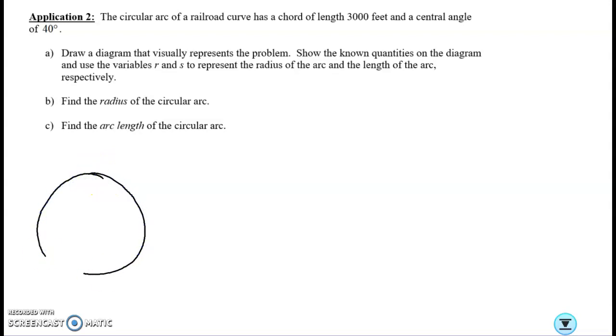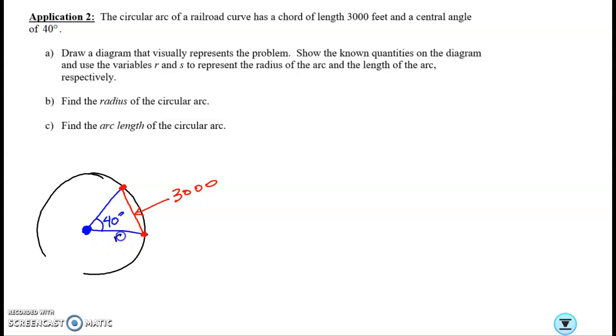And a central angle, hopefully you remember from geometry, means that you have an angle where the vertex is touching the center of the circle. And they are telling us that's 40 degrees. A chord is a line that goes from 2 points on the circle. So this chord length here makes up a triangle, and that side is 3,000 feet.